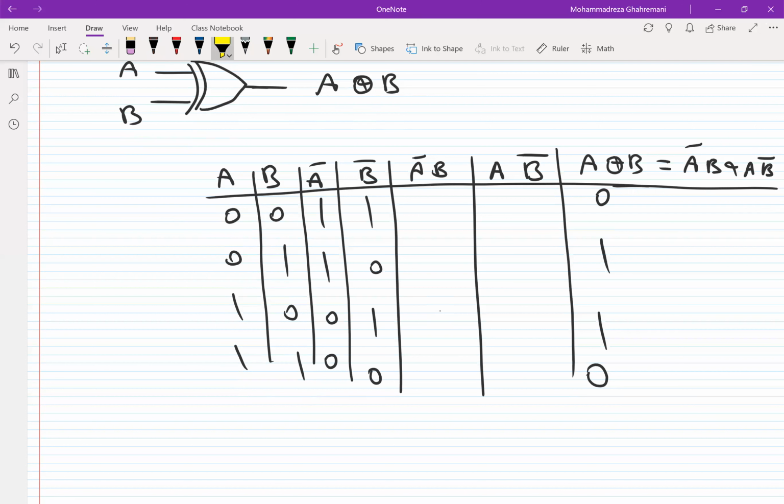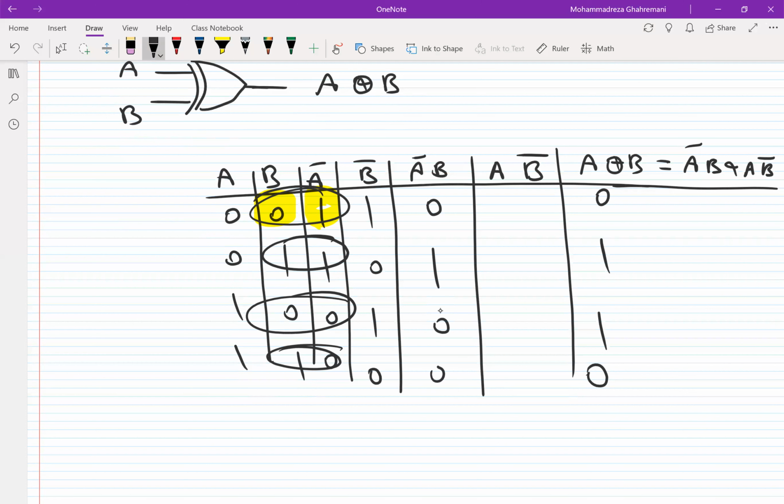A bar B. So it's an AND. Because it's an AND, it's equal to one only if both inputs are equal to one. So A bar B for 0, 1 is equal to 0. For 1 and 1 is equal to 1. For 0 and 0 is equal to 0. For 1 and 0 is equal to 0. So this one is A bar B.